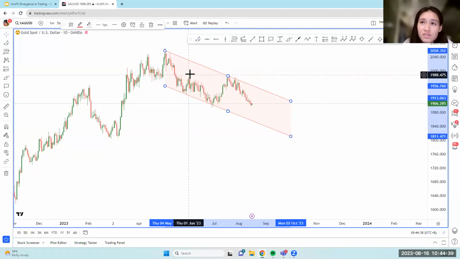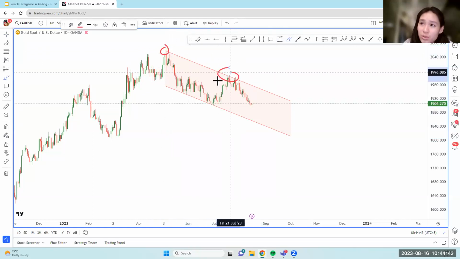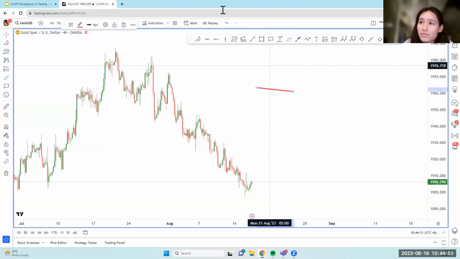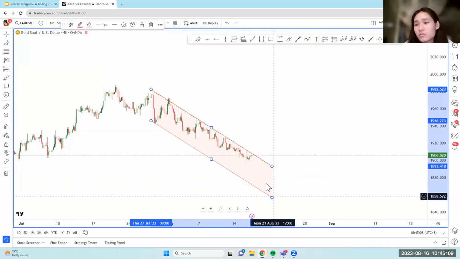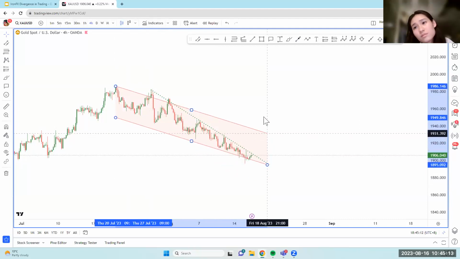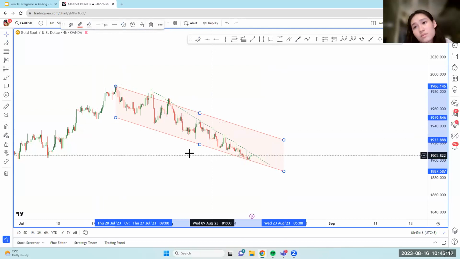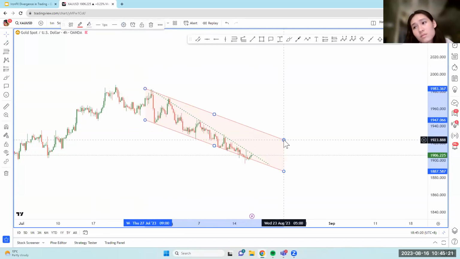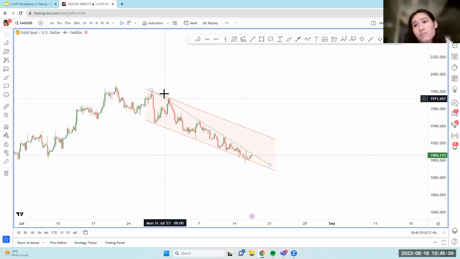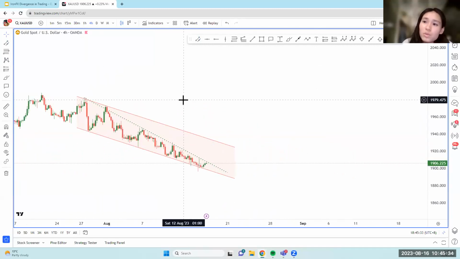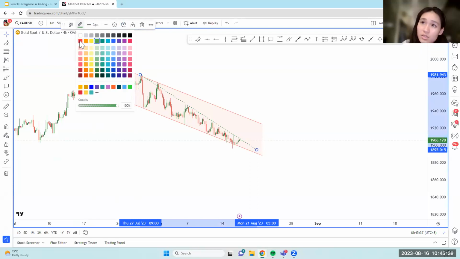And we have price moving within this descending trend channel. For a descending trend channel, just to recap, we want two tops and two bottoms. Let's take a look at the 4-hour time frame. Here we have a very obvious descending trend line, and we also maybe have a trend channel. So two tops, two bottoms here, and a descending trend line.